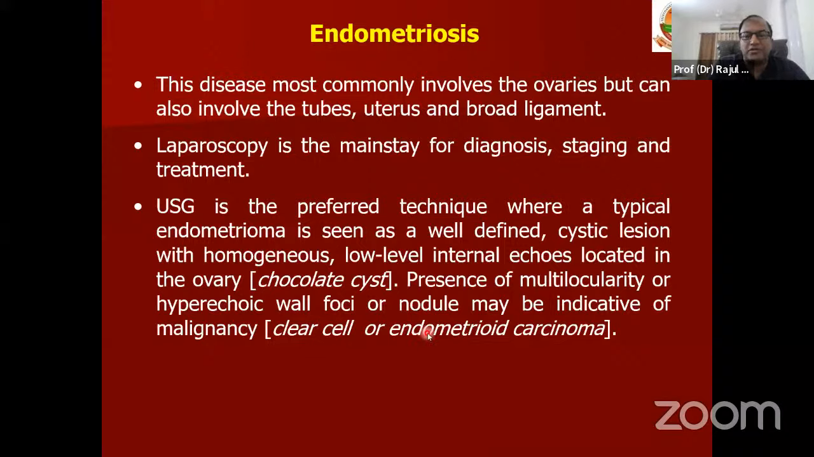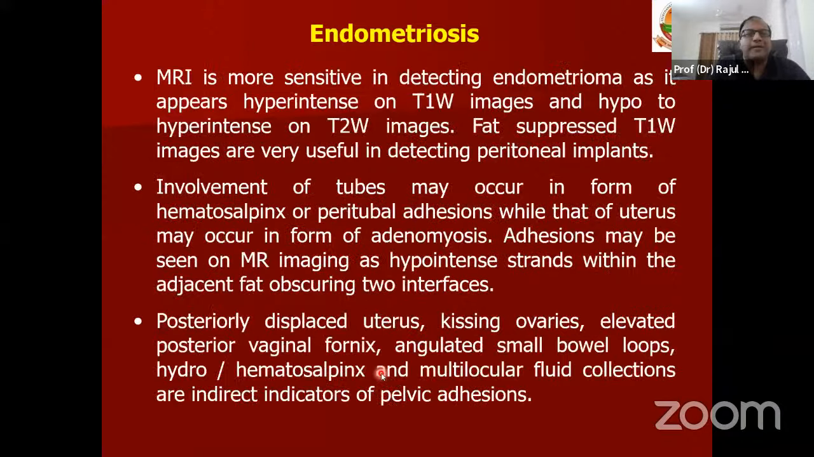But if they are large and nodular, we have to keep in mind that at times it may be a malignancy, a clear cell type, or an endometrioid carcinoma. MRI is more sensitive in detecting the endometrioma as it appears hyperintense on T1 weighted images at a particular stage when the blood is subacute in nature, and hypo to hyperintense on T2 weighted images. The fat suppressed T1 images are very useful in detecting the peritoneal implant.